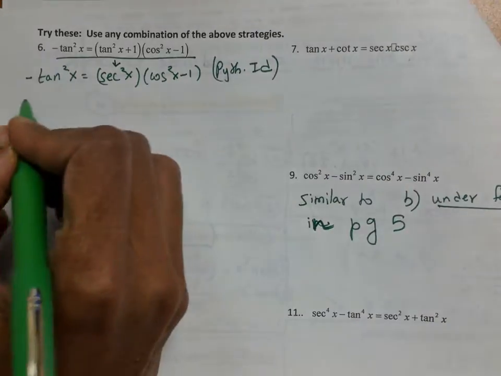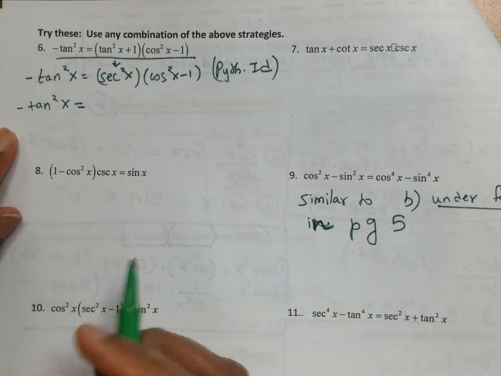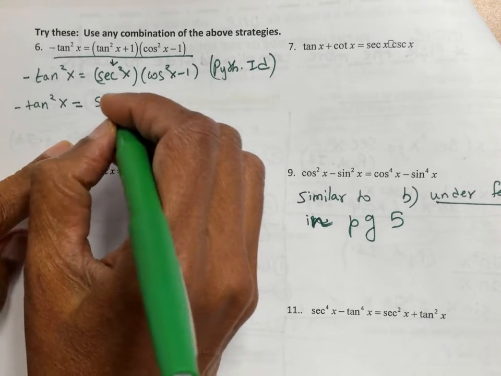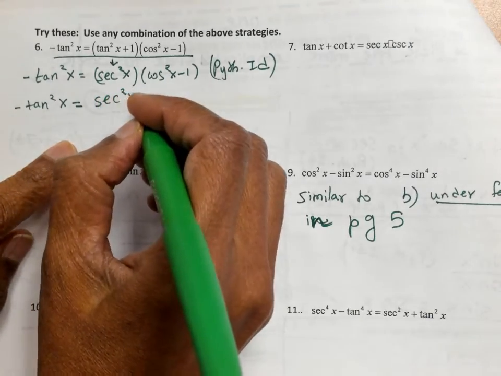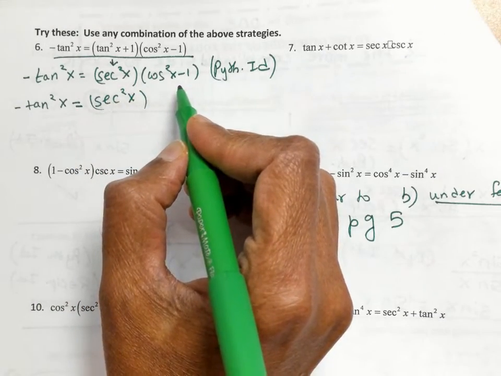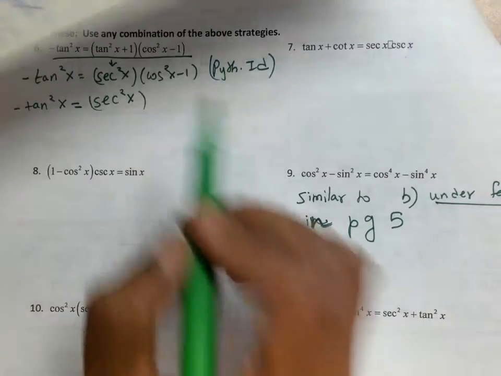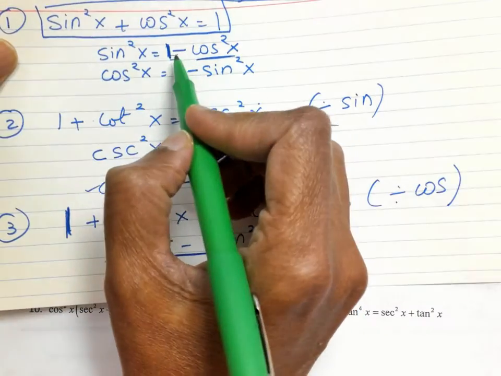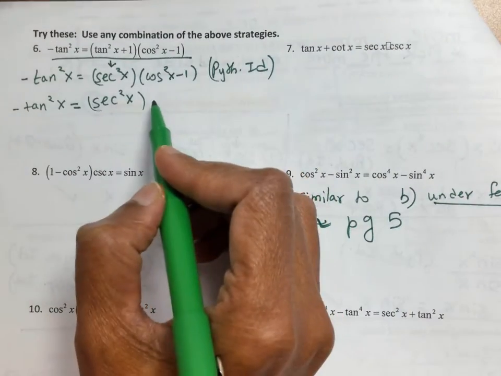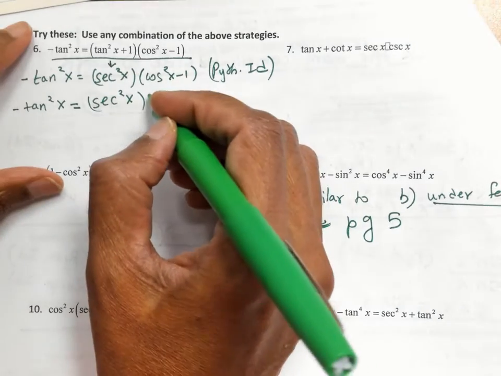And then I'm going to keep my left hand side as is, and then secant square x stays as secant square x, and cosine square x minus 1. I'm going to again look at my Pythagorean ID and see if there's anything that I can do. So cosine square x minus 1, but here I see 1 minus cosine square x. So what I can do is pull out the negative 1 out of this and rewrite this as 1 minus cosine square x.